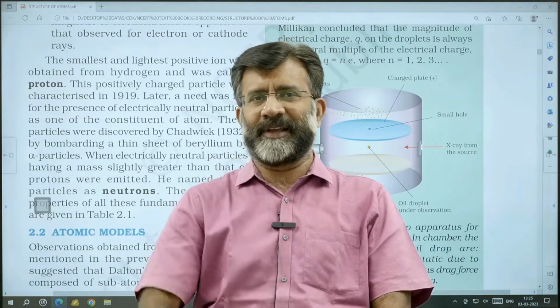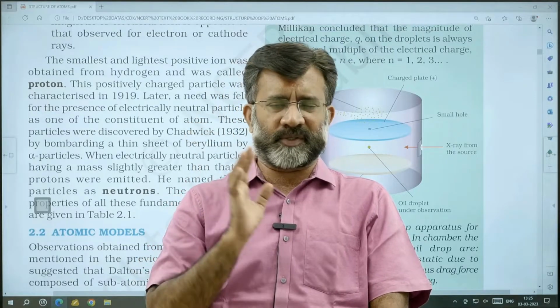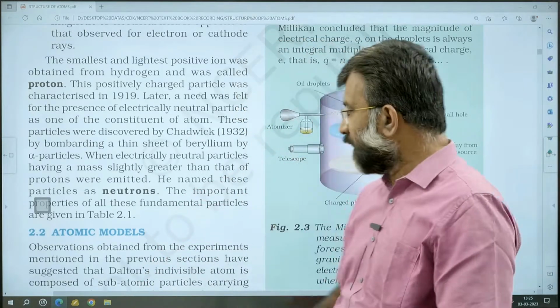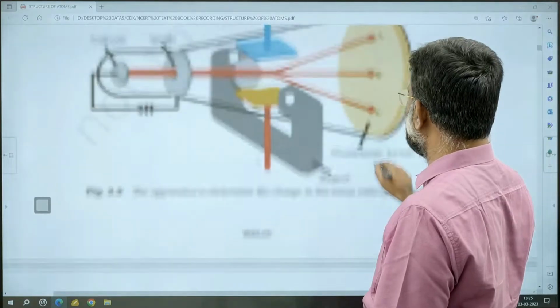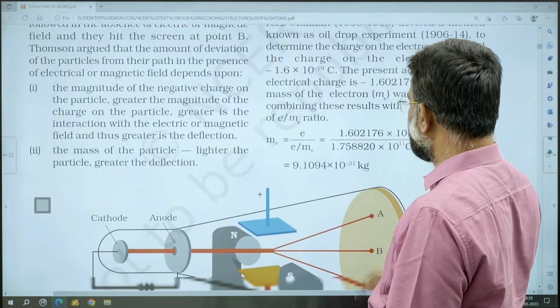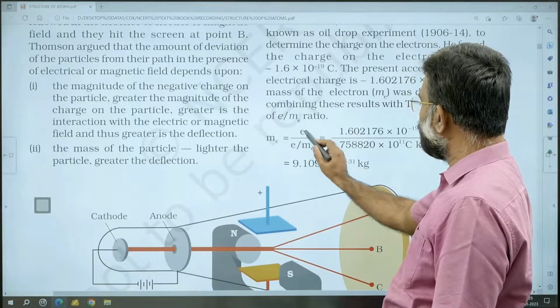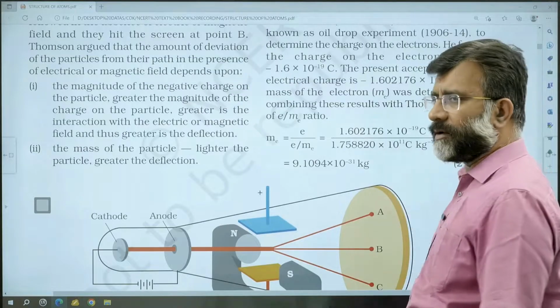I'm just revealing the ideas concerned just for information purposes. We are not expecting any competitive questions from that. And with that he was able to identify a unit charge. What is a unit charge? He got the data: unit charge as 1.6. You see that? e is equal to 1.6 × 10^-19 coulombs.